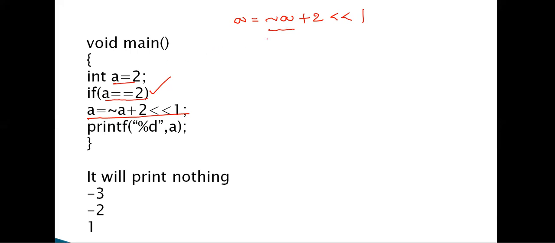Now, first, this one is evaluated. Okay. Next, plus and left shift. Among these two, the addition operation, that is arithmetic, has higher precedence. So second, this expression is evaluated, and third, this expression is evaluated. This is the way. Okay.